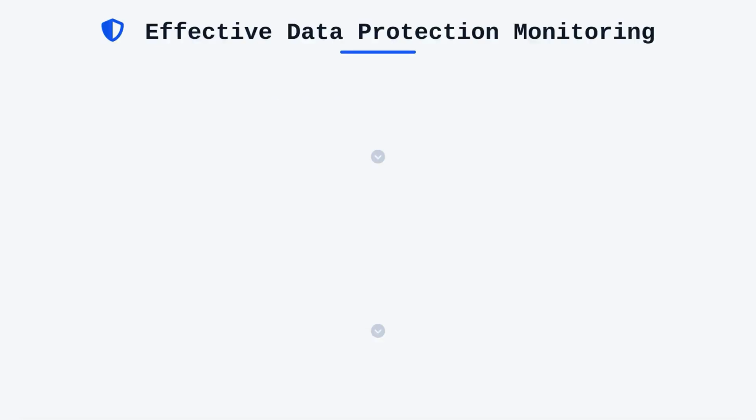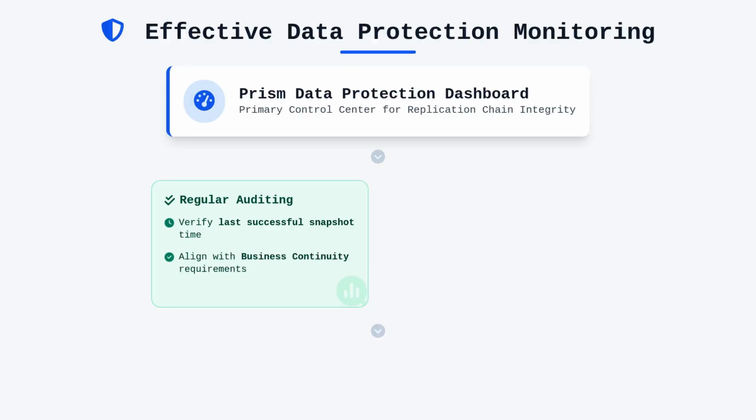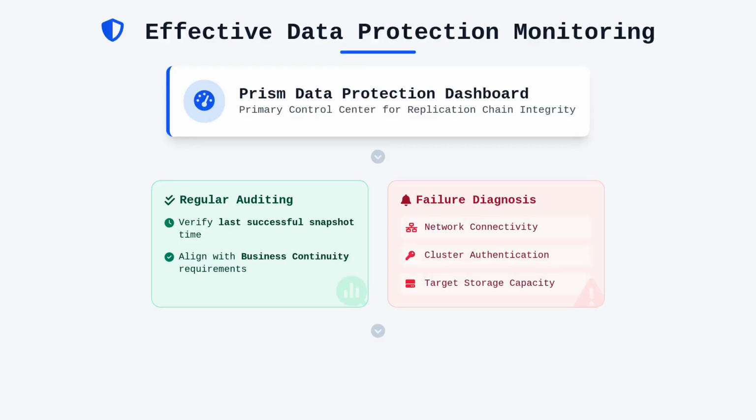Effective monitoring revolves around the data protection dashboard in Prism, which serves as your primary control center for verifying that the replication chain remains intact. You should regularly audit the status of your protection domains to ensure that the last successful snapshot time aligns with your business continuity requirements. If a replication failure occurs, the dashboard displays clear alerts detailing the failure mode, whether it relates to network connectivity, cluster authentication, or insufficient storage capacity at the target location.